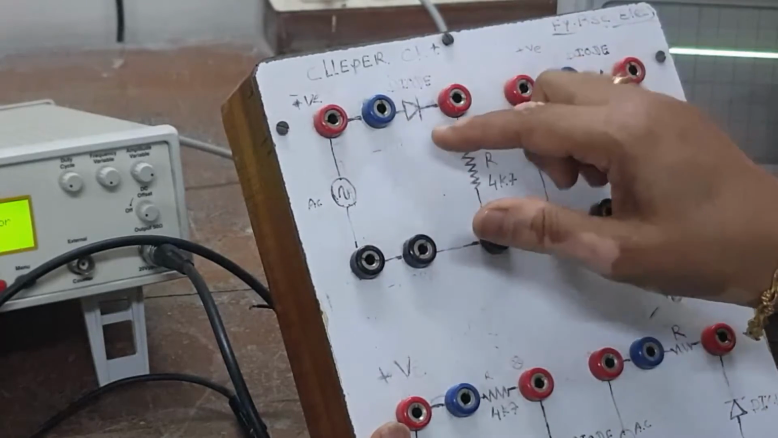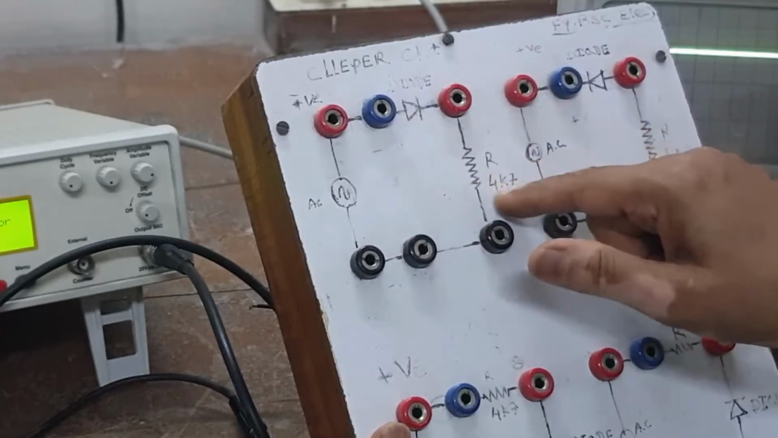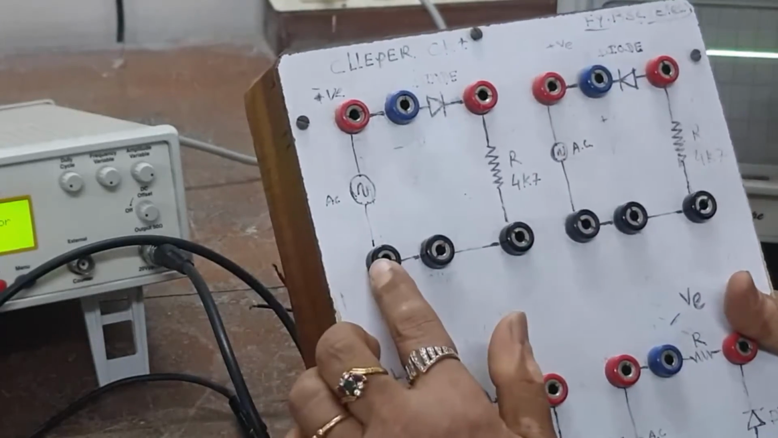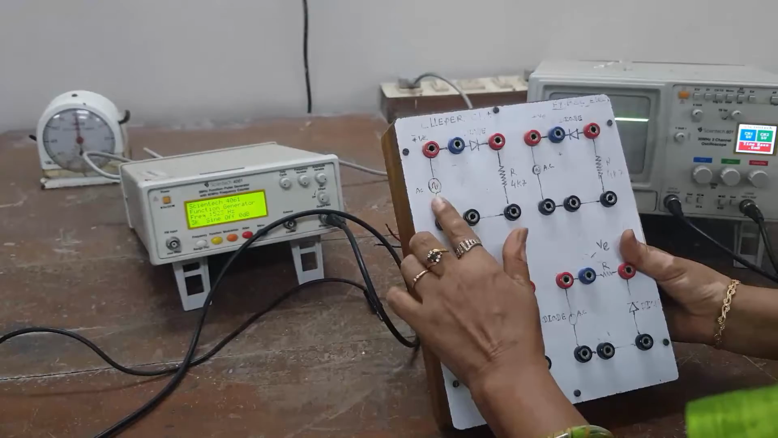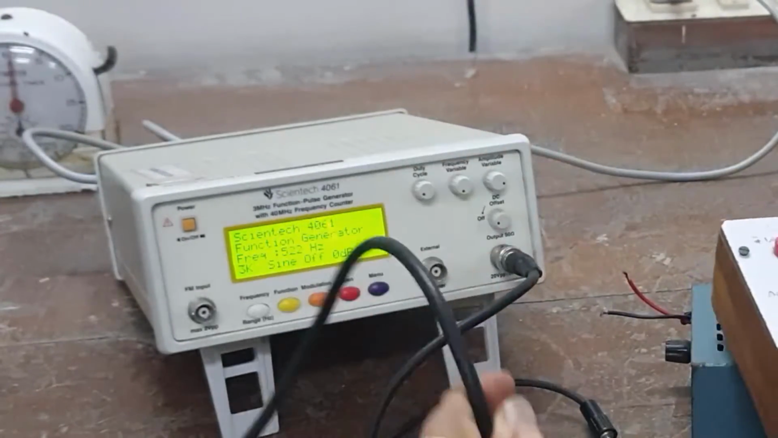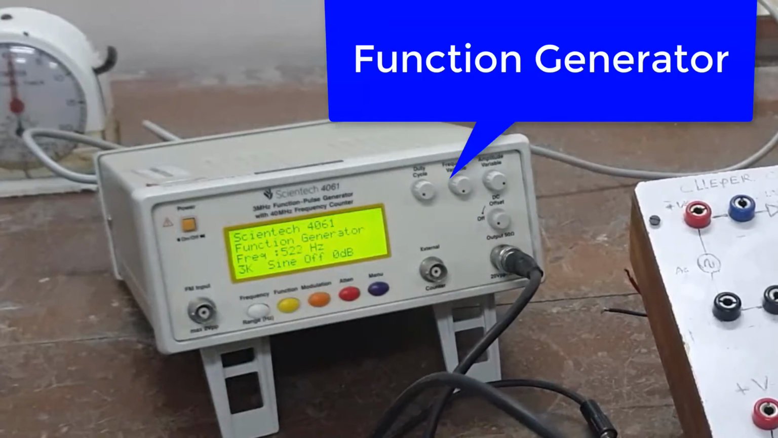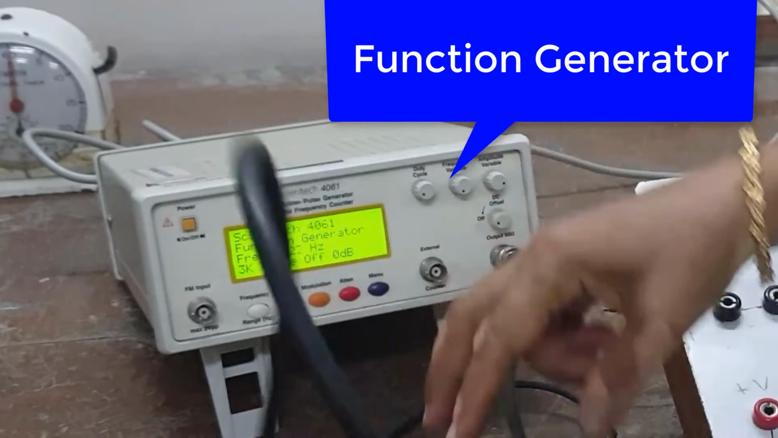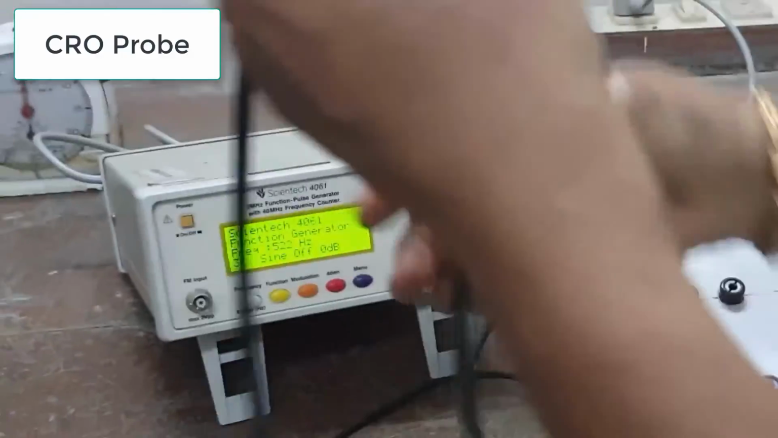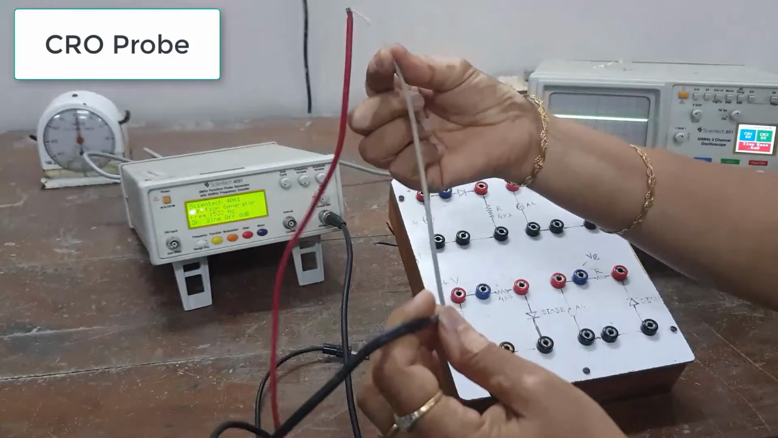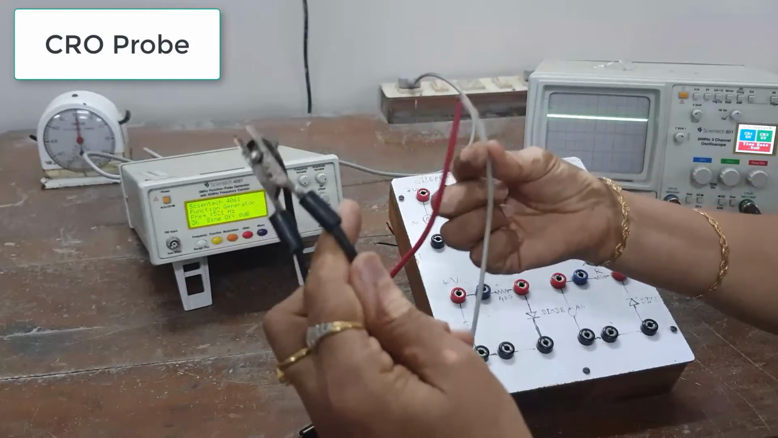In the diagram we have a diode, and at the output we have a resistor. To the input we will be giving a sine wave, which is given from the function generator. Here is the function generator. Here the CRO probe is here. We can see this transparent wire is positive and the black one is negative.